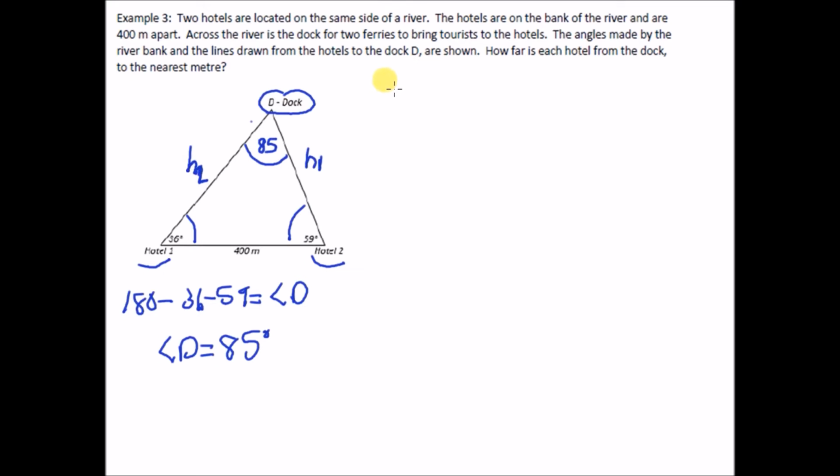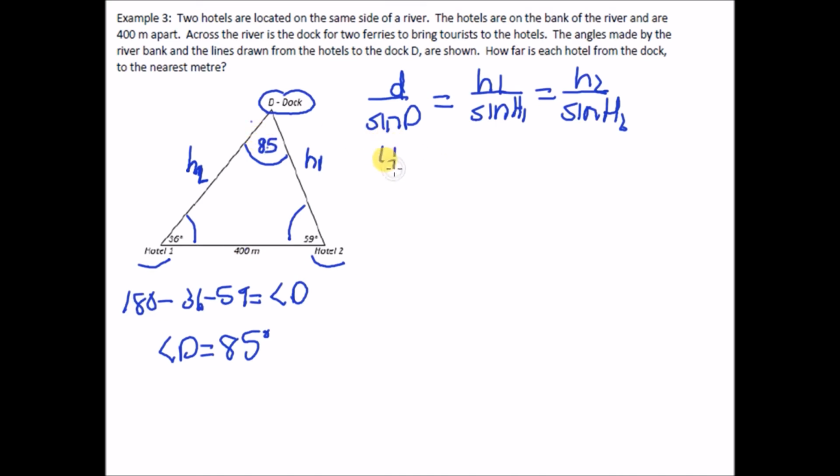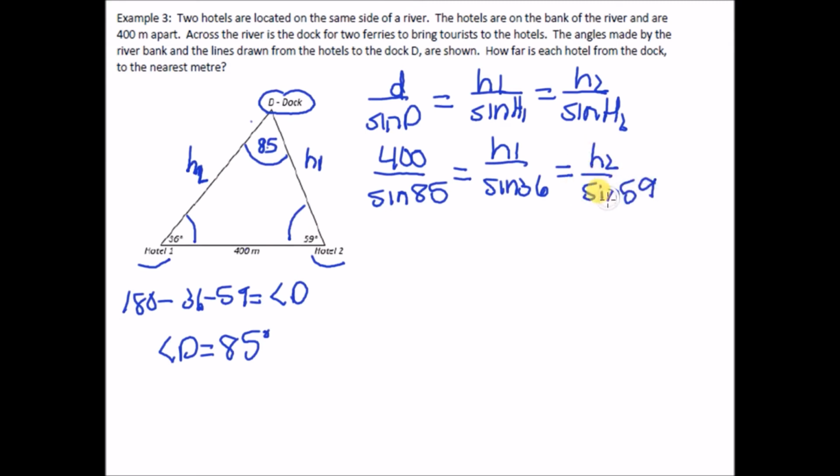So because we're solving for the sides, let's go ahead and put the side lengths on the top. So we're going to go D over sine D equals H1 over sine H1, capital H though, equals H2 over sine, capital H2. And now let's just sub it. 400 over sine 85 equals H1 over sine 36 equals H2 over sine 59. Okay, so the ratio that we have completely filled in is this one right here.